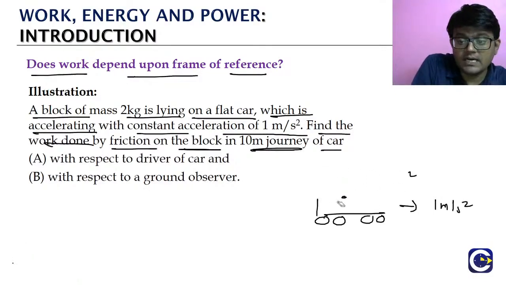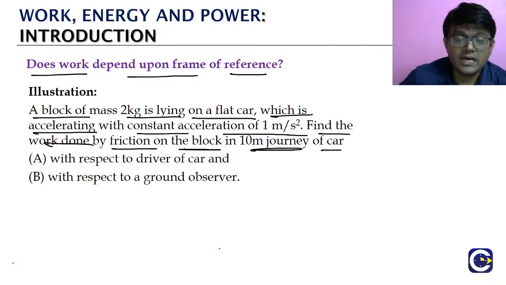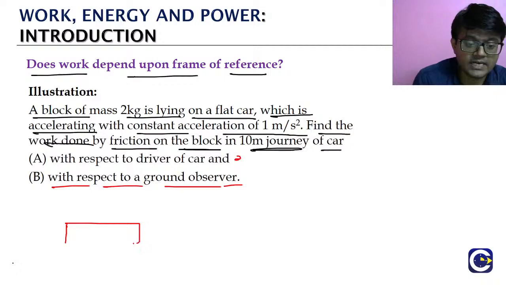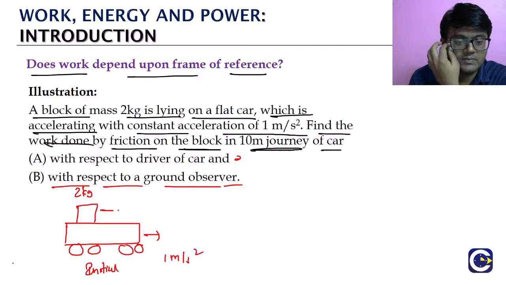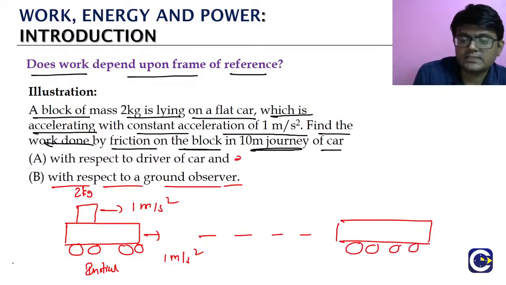Here they are giving us two cases. First they are asking what is the work done with respect to the driver of the car. Second they are asking what is the work done with respect to a ground observer. So look at this, we have the car here. This is the car initial, and the 2 kg block is here. The car is moving with an acceleration of 1 meter per second square. What is the journey of the car? It is 10 meters.